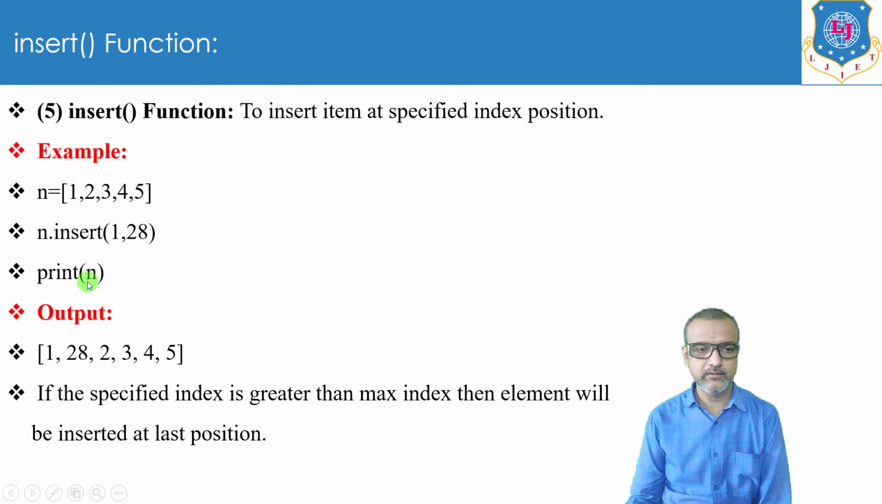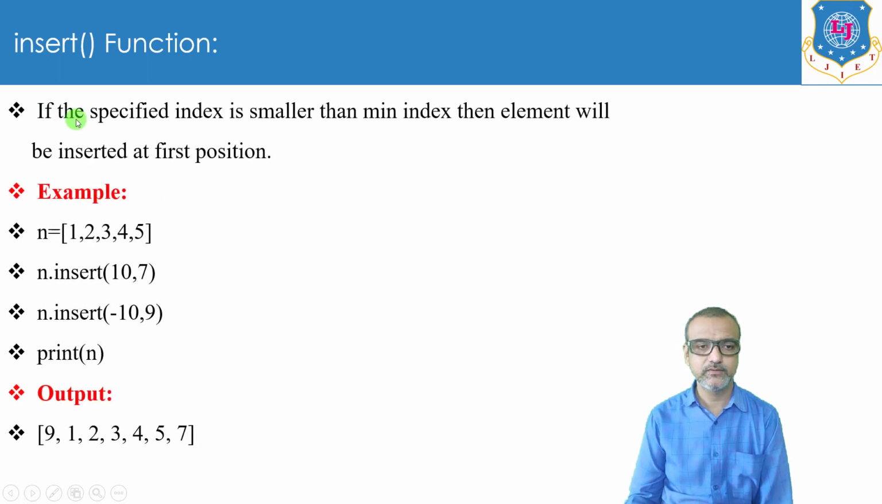So print n, it will give us the output as 1, then 28, and then the remaining entries, that is 2, 3, 4, 5. So what is the output? That is 1, 28, 2, 3, 4 and 5. If the specified index is greater than the maximum index, then the element will be inserted at the last position. And if the specified index is smaller than the minimum index, then the element will be inserted at the first position.